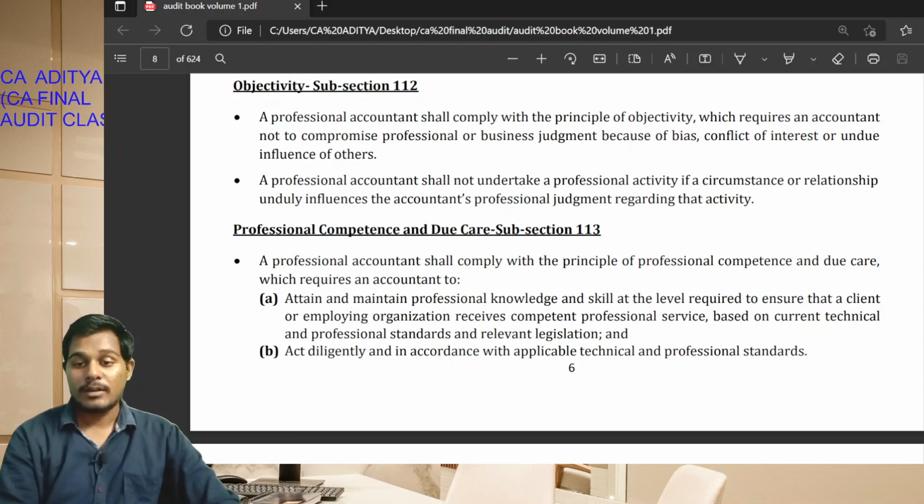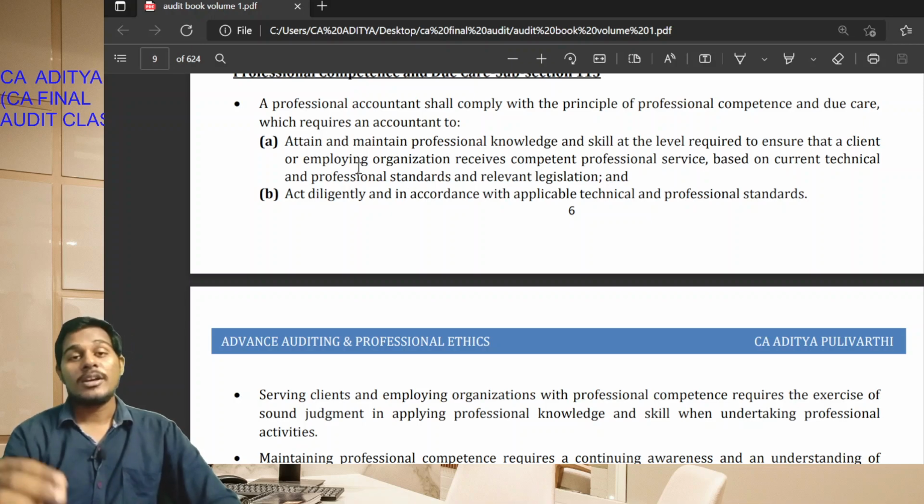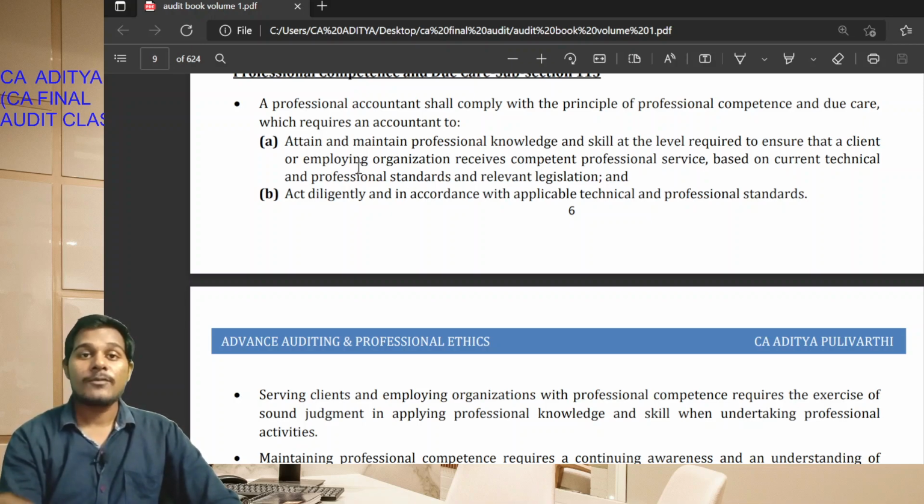Okay students, what is meant by professional competence and due care? A professional accountant shall comply with the principle of professional competence and due care, which requires an accountant to attain and maintain professional knowledge and skill at the level required to ensure that a client or employing organization receives competent professional service based on current technical and professional standards and relevant legislation. See students, a chartered accountant, while performing his duty for the client or the employing organization, has to attain and maintain competence, that is, he should have the minimum skill and knowledge for doing the work of the client.